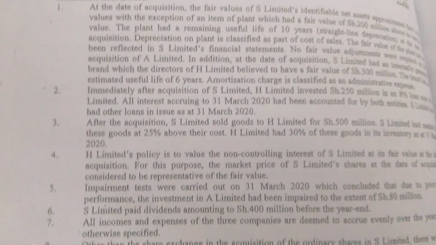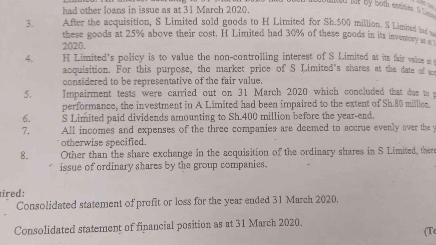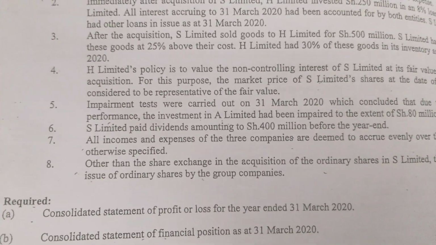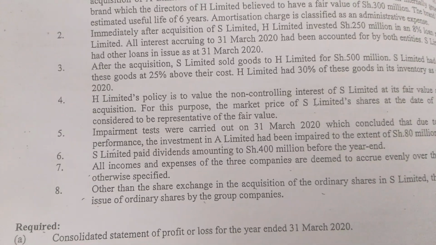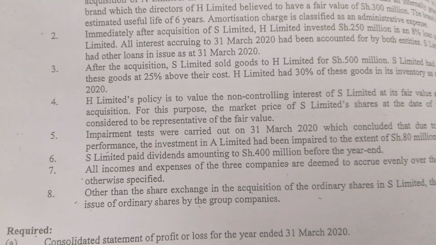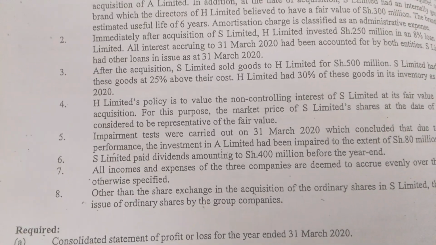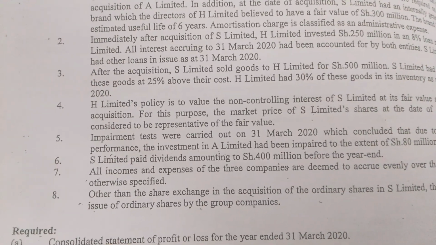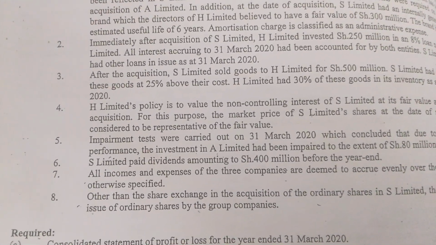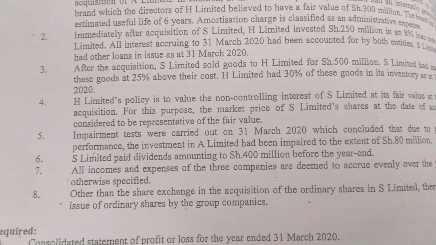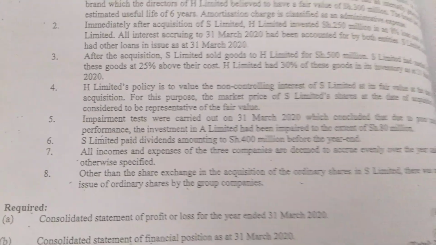Okay, number three. After the acquisition, S Limited sold goods to H Limited for shillings 500 million. S Limited had marked up these goods at 25% above their cost. H Limited had some percent of these goods in its inventory as at that 1st March 2020.